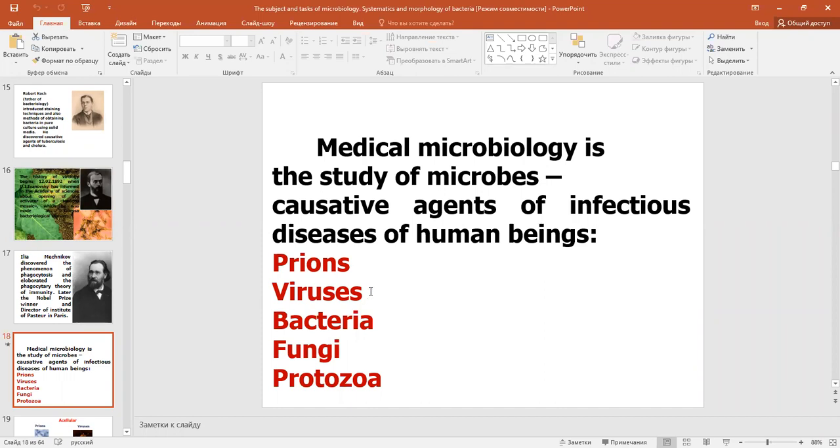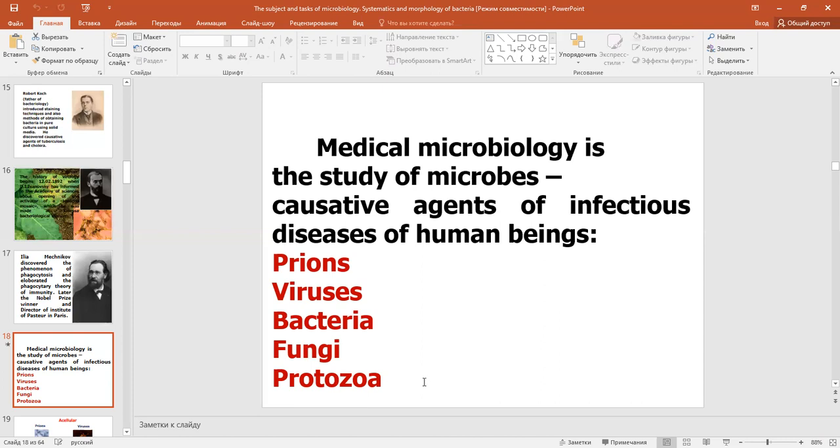Viruses cause viral infections, and very many infections are really caused by viruses: influenza, measles, mumps, rabies, poliomyelitis, COVID-19, and so on. Bacteria cause bacterial infections. Prions and viruses have no cell structure. They are acellular organisms. Viruses belong to the kingdom Vira. Bacteria, fungi, and protozoa have cellular structure, but bacteria are the simplest cells. They are prokaryotic cells. They have no internal membranes inside. And fungi and protozoa are eukaryotic cells. They have all internal membranes, including nuclear membranes, so they have a real nucleus.